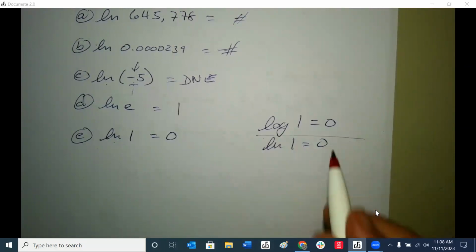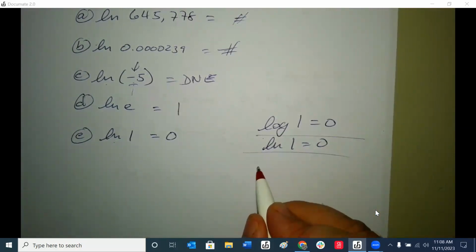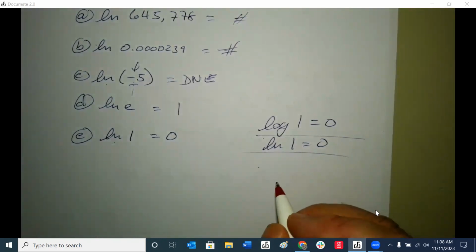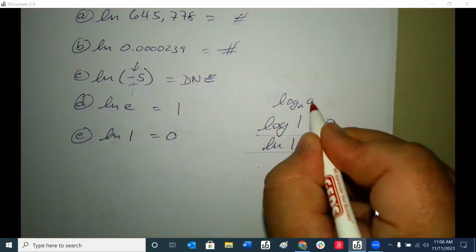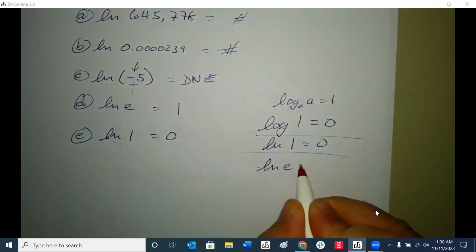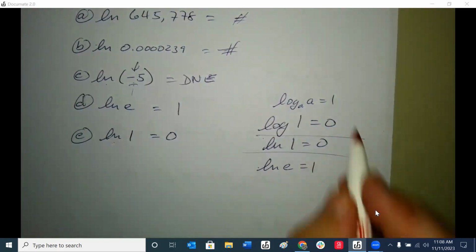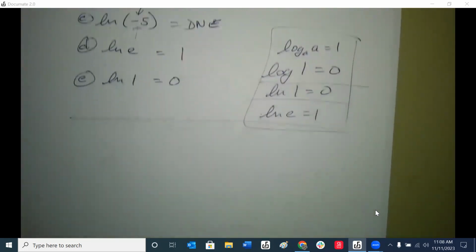So we also had this in logs. There's log base A of A is equal to 1. Now with ln of E equals 1. These are your 4 rules that you go by. Let me tell you why.